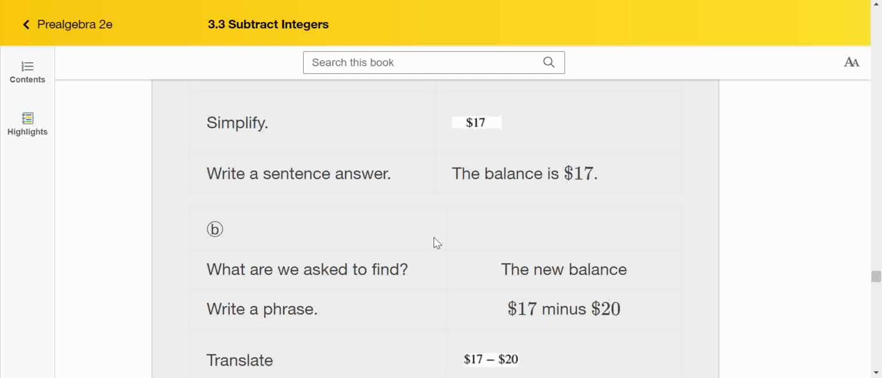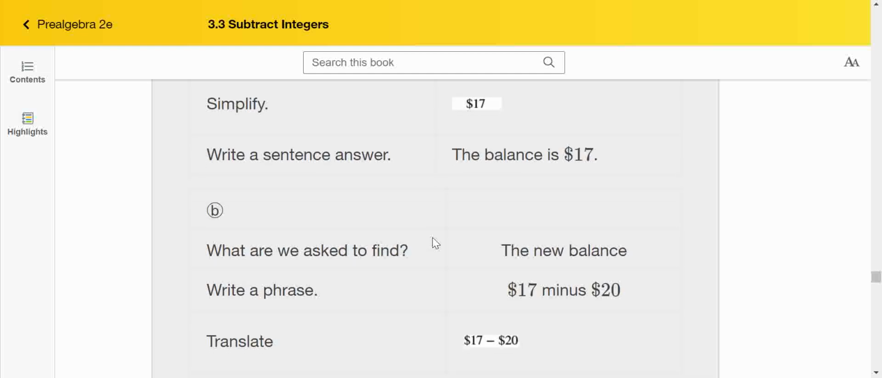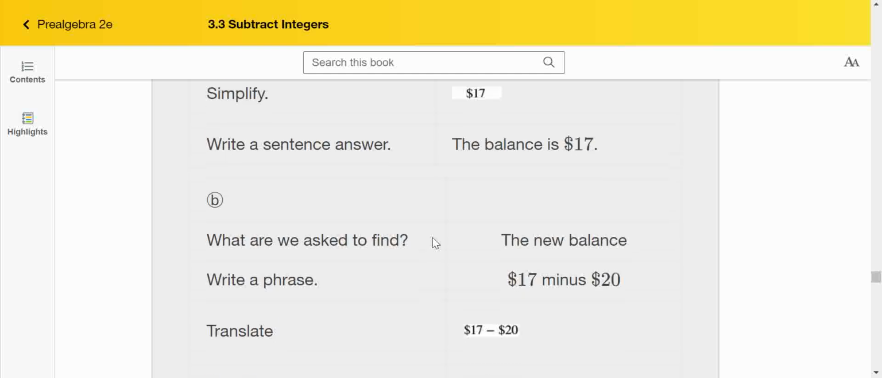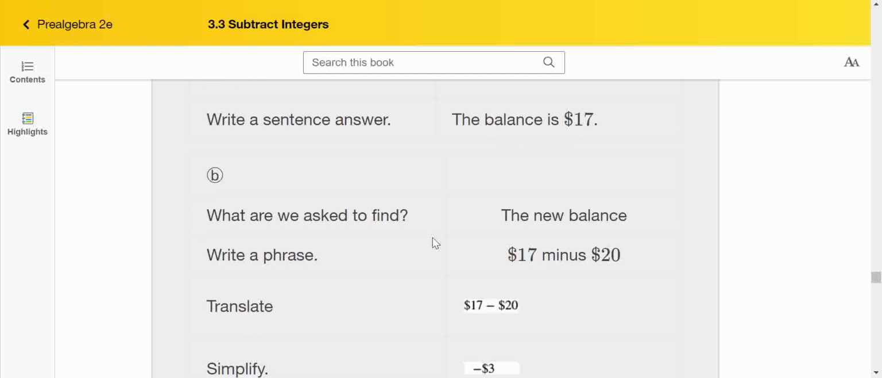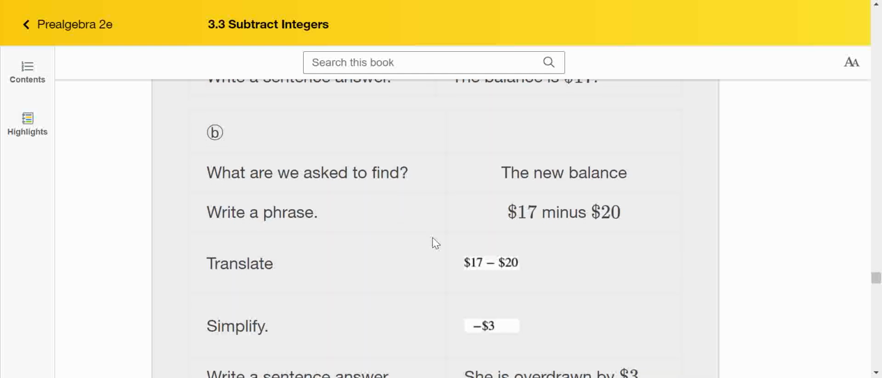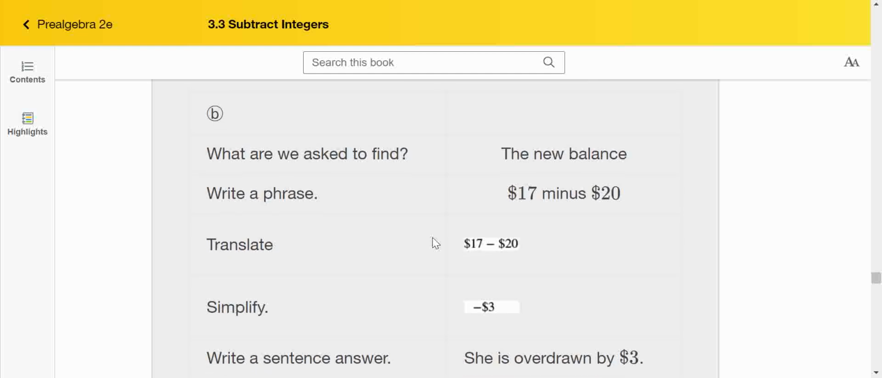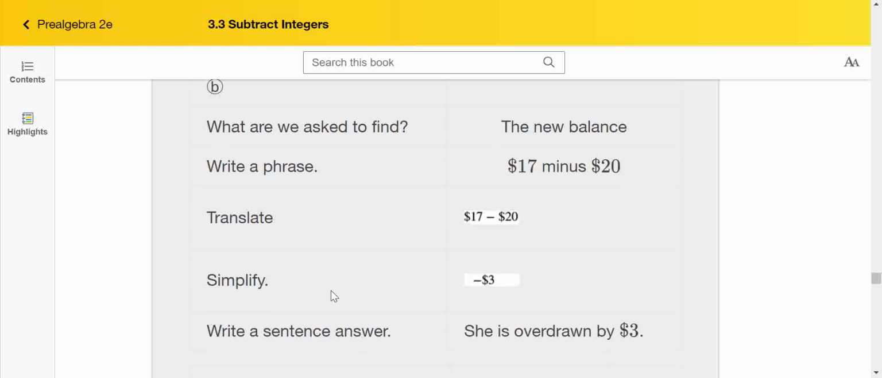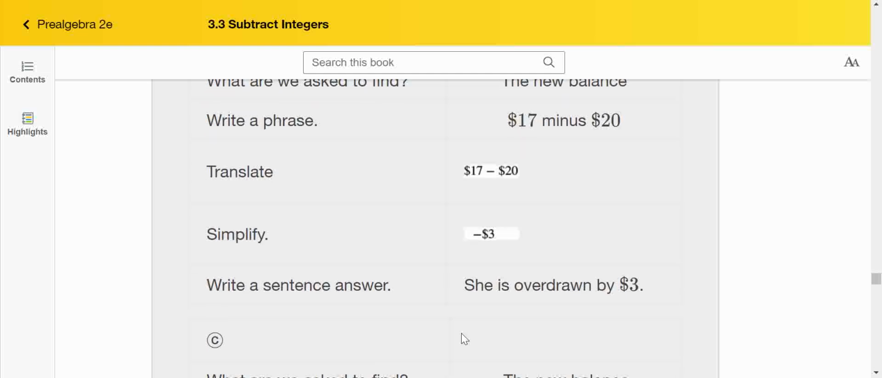B. What are we asked to find? The new balance. Write a phrase that's $17 minus $20. Translate. $17 minus $20. Simplify, that's minus $3. Write a sentence to answer. She is overdrawn by $3.